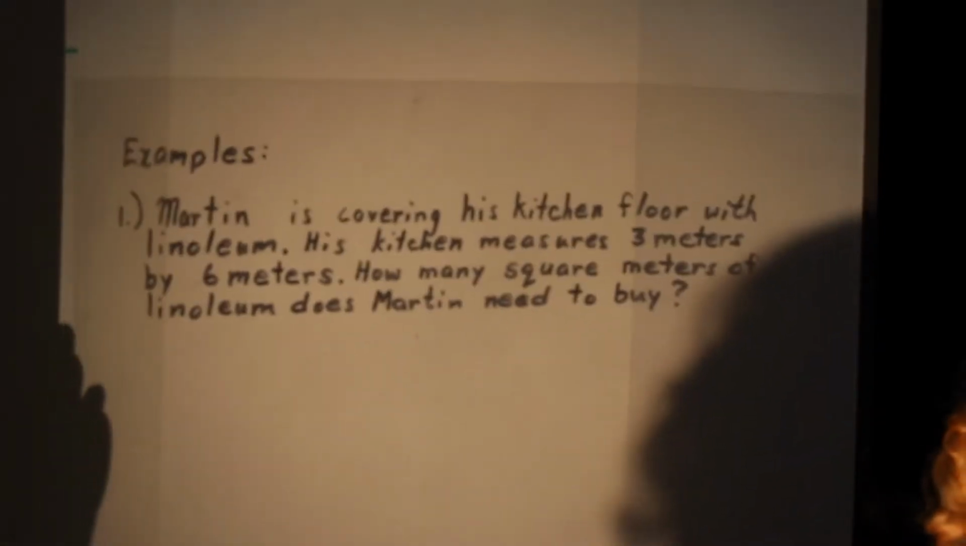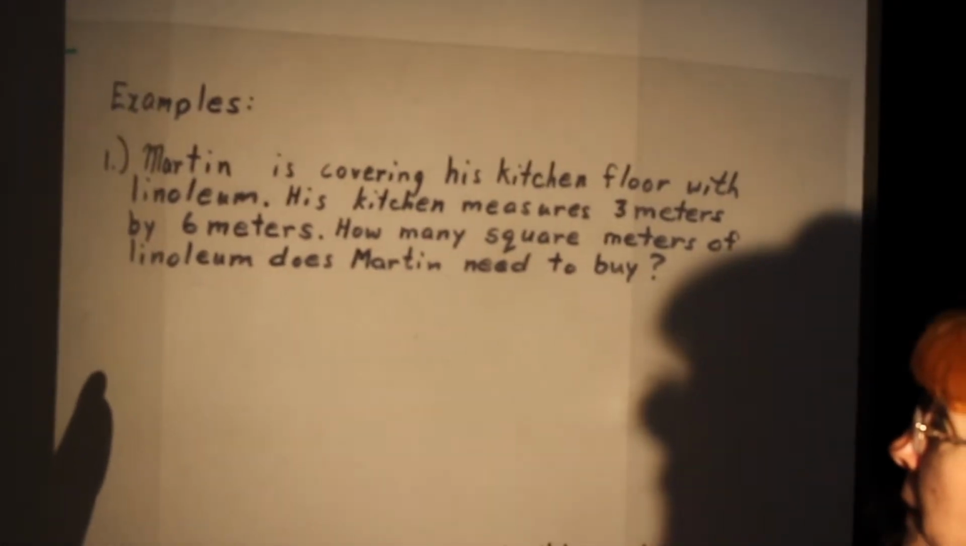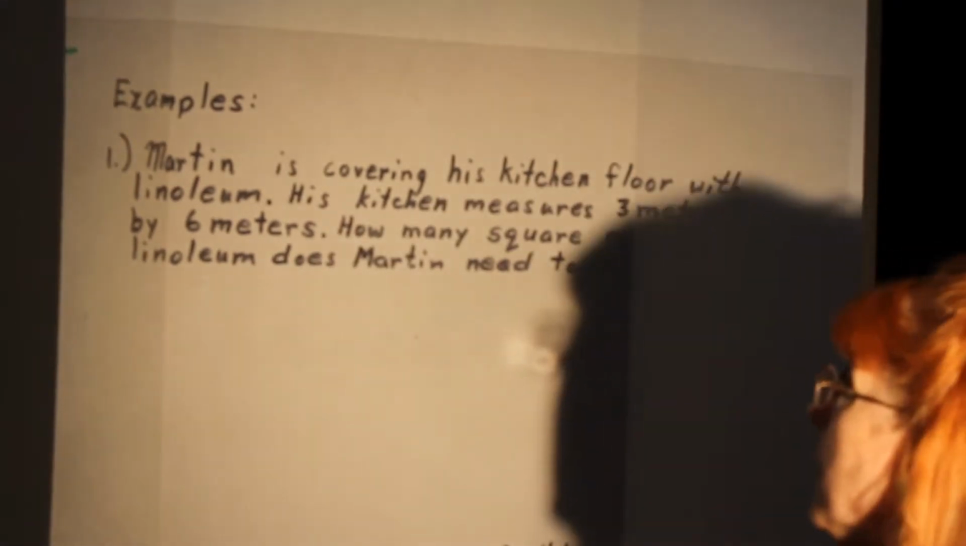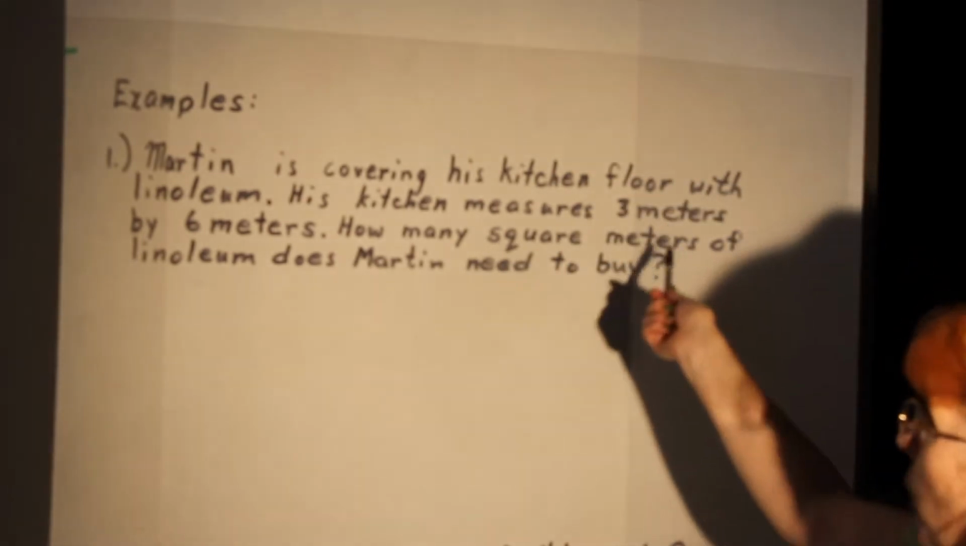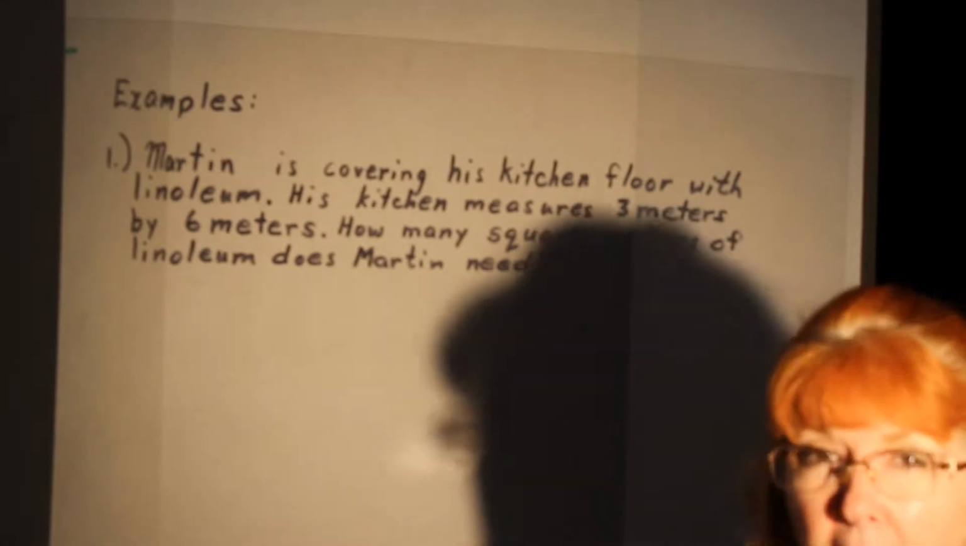Where am I here? So we have the first example. First one we're looking at is Martin, who's covering his kitchen floor with linoleum. His kitchen measures 3 meters by 6 meters.